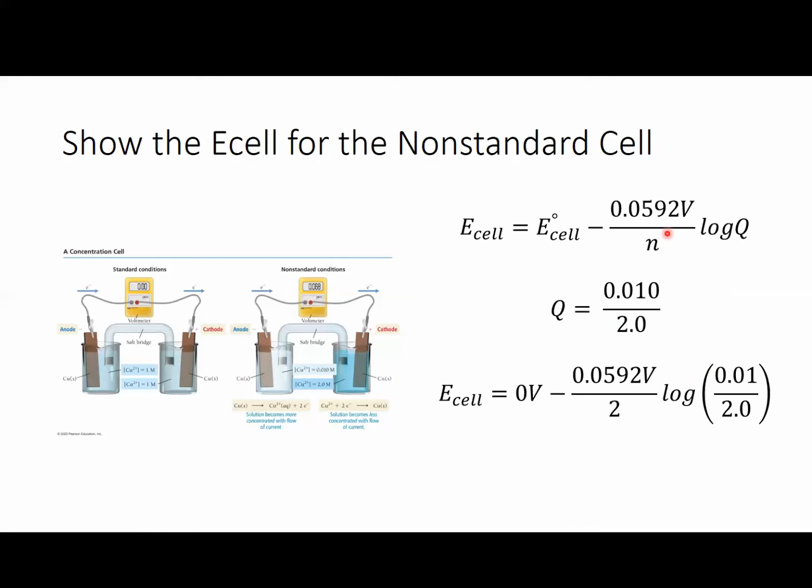That's what this N represents, and so that's where 2 comes from. How did this E cell or E naught cell become 0? Well, at standard conditions, which is what this is, we have the same concentration of copper on both sides, and the value there is 0. It's an automatic 0.